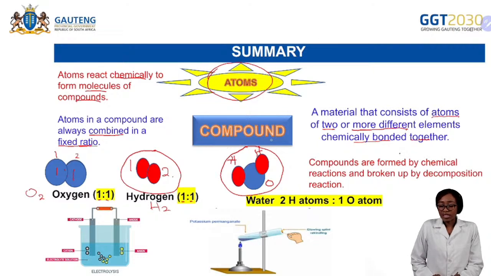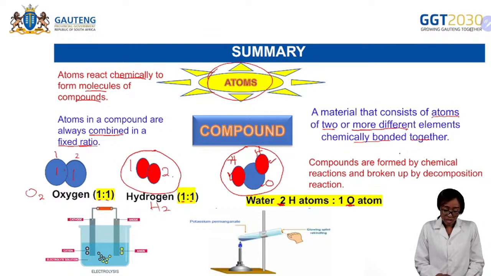Out of curiosity, what is the fixed ratio for our water molecule? The fixed ratio becomes 2 hydrogen atoms to 1 oxygen atom. If you're not sure about the fixed ratio, just count the number of atoms physically, 1 and 2. Those are the 2 hydrogen atoms, and then you can also count the oxygen atom, which is the 1. So we have a ratio of 2:1.